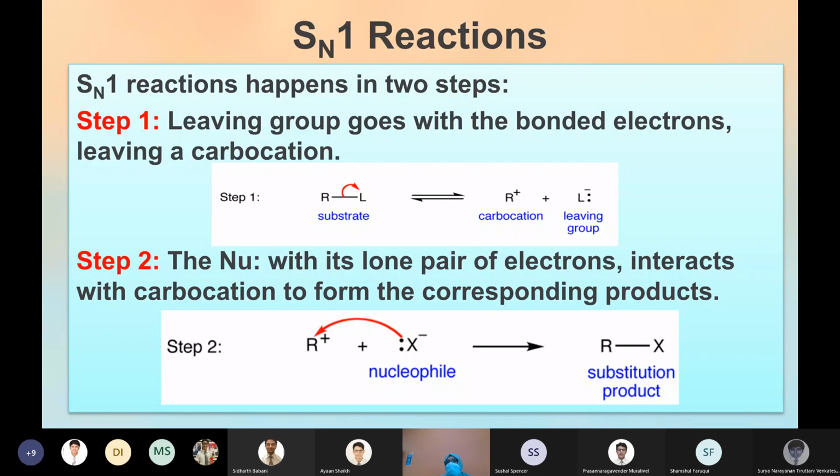So here the slowest, rate determining step is step 1. In step 1, only the substrate, that is your organic compound, is taking part. There is no role for the nucleophile. That is why it's an SN1 mechanism, unimolecular. Unimolecular means that in the rate determining step, only one molecule is taking part.